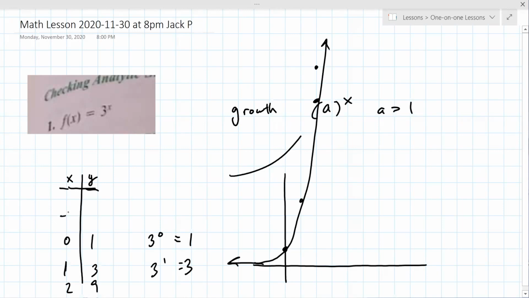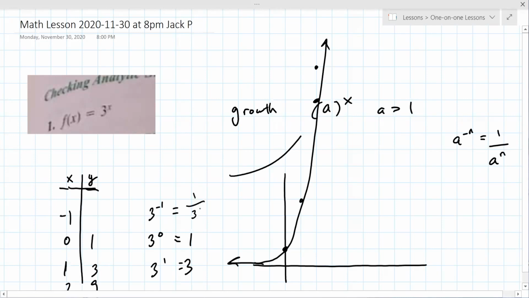Now, negative 1, 3 to the negative 1 power, you have to remember the properties of negative exponents. Anything to a negative exponent, you flip it, or you put 1 over it to that positive exponent. So this is 1 over 3 to the power of 1, or just 1/3.